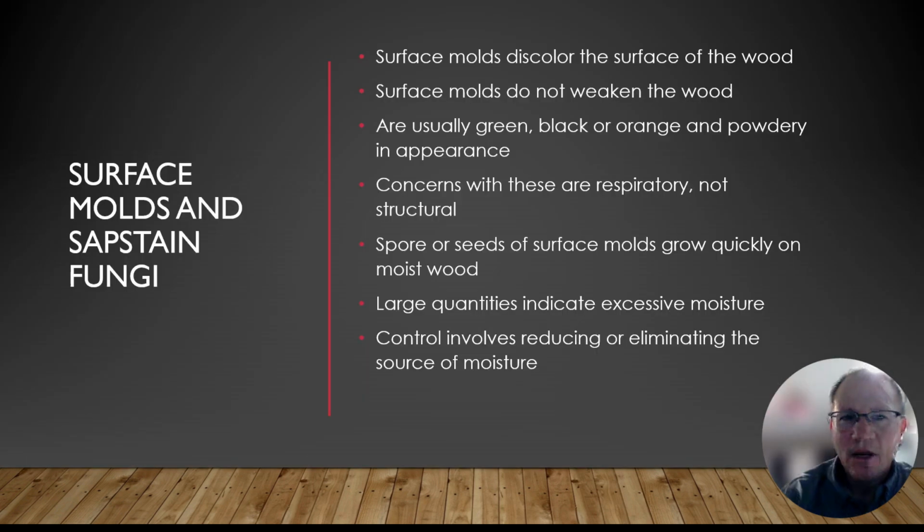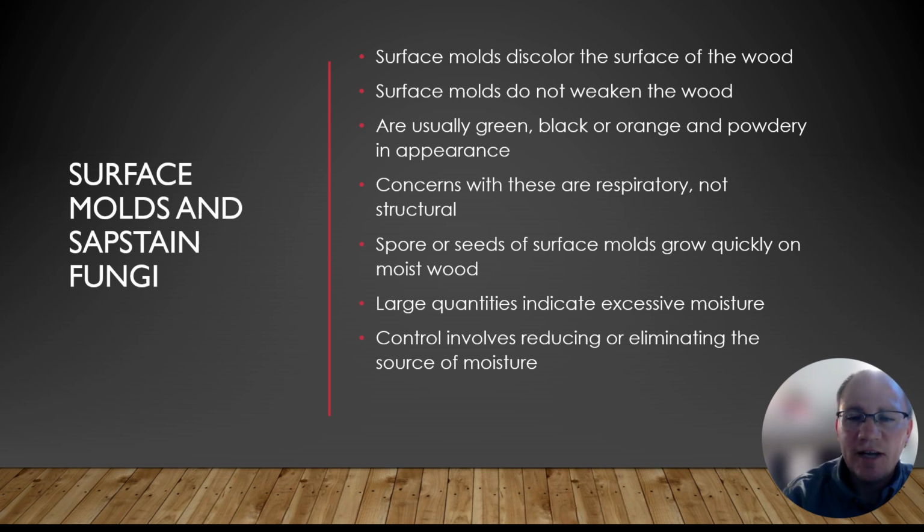I wanted to talk to you a little more about surface molds and sap-stained fungi. Surface molds discolor the surface of the wood. Surface molds do not weaken the wood, which is very important to know. Surface molds are usually green, black, and orange or powdery in appearance. Concerns with these are respiratory and not structural, and that's a big deal because a lot of people are concerned about microbial growth and how it affects the structural members of the home.